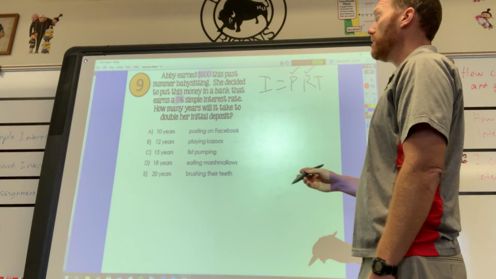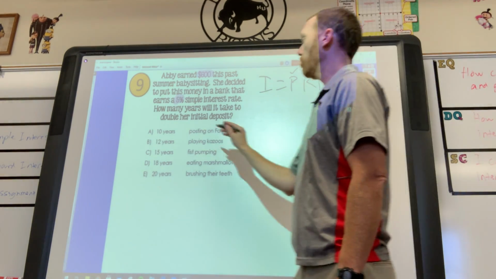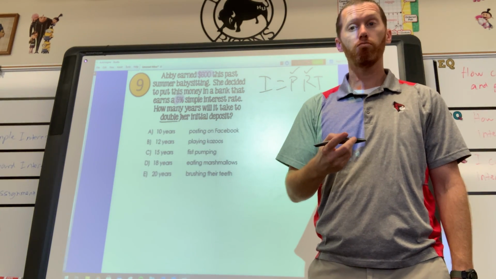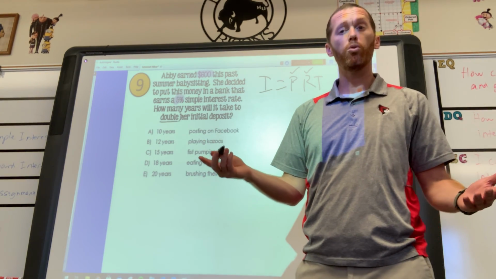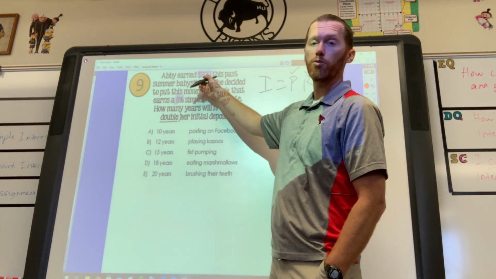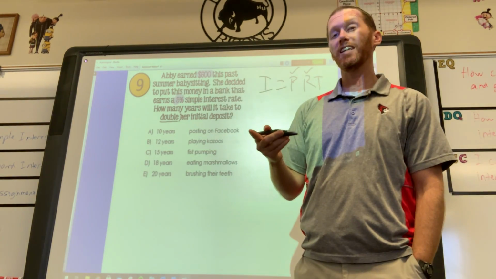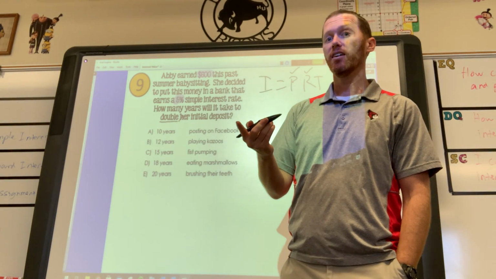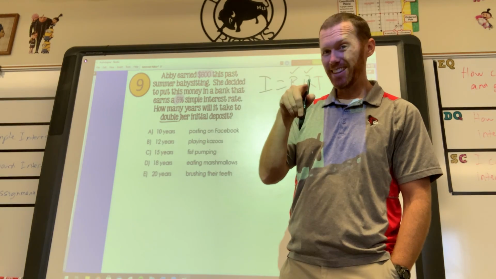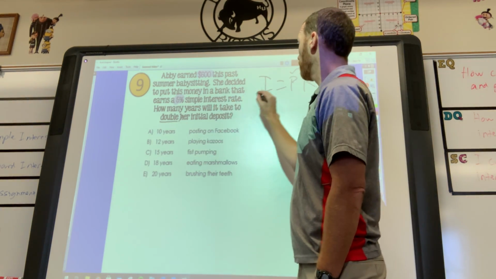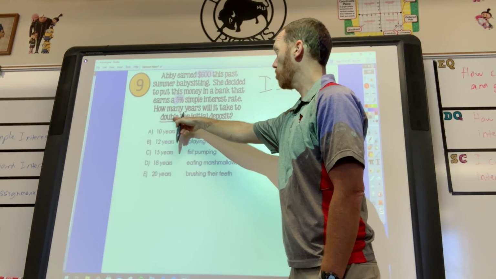The question says, how many years will it take to double, keyword, double her initial deposit? Now, we all know what doubling is. If you double 2, you get 4. If you double 4, you get 8, and so on. Her initial deposit was that $600. If you wanted to double that, you would have to get another $600 in interest. So the number in the story that is harder to see is actually the interest number, and it comes from the word double.